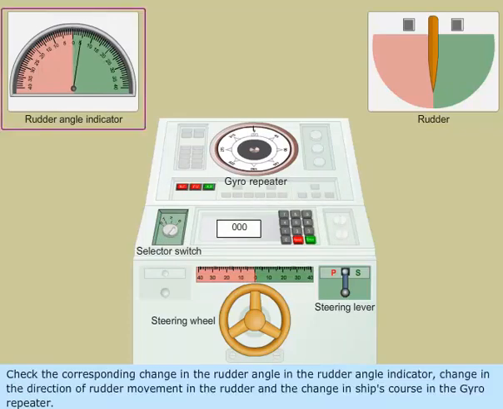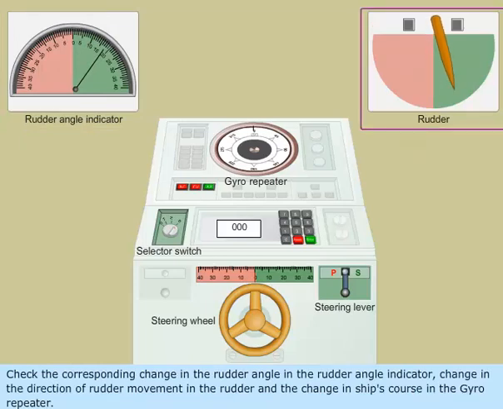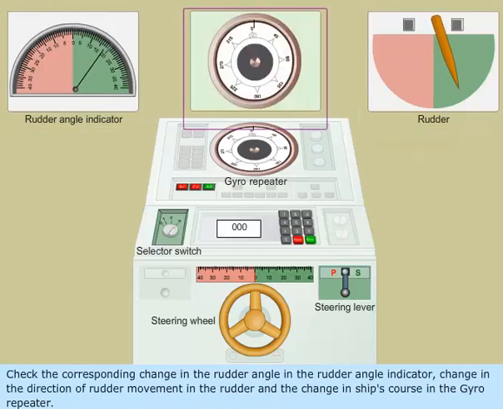Check the corresponding change in the rudder angle in the rudder angle indicator, change in the direction of rudder movement in the rudder, and the change in ship's course in the gyro repeater.